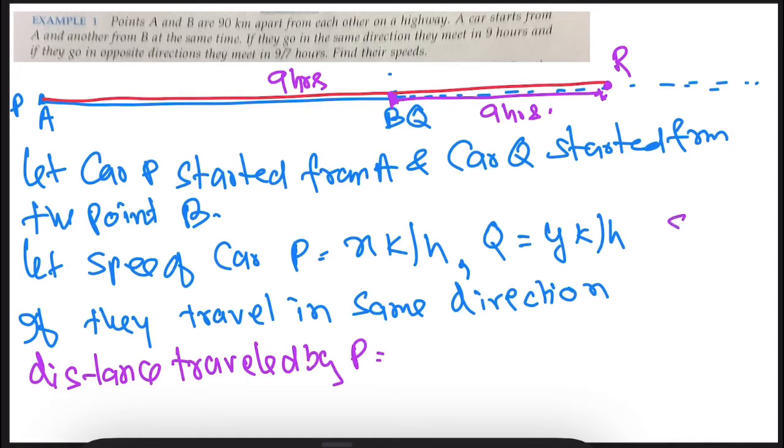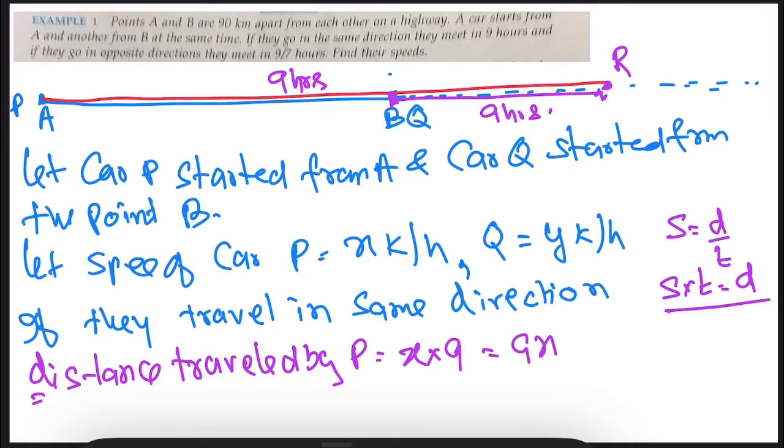What is our formula? Speed equals distance upon time. So speed into time equals distance. So what is our distance traveled? We don't know the distance, so that is what we are finding out. What is the speed? Speed is x, into time, which is 9 hours, that means 9x. So the distance from here to here is 9x kilometers. Got it?